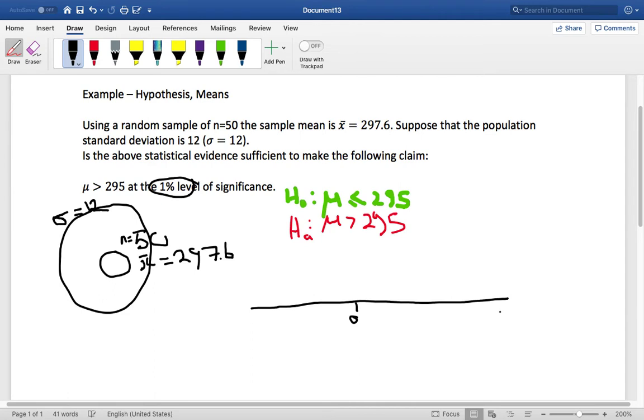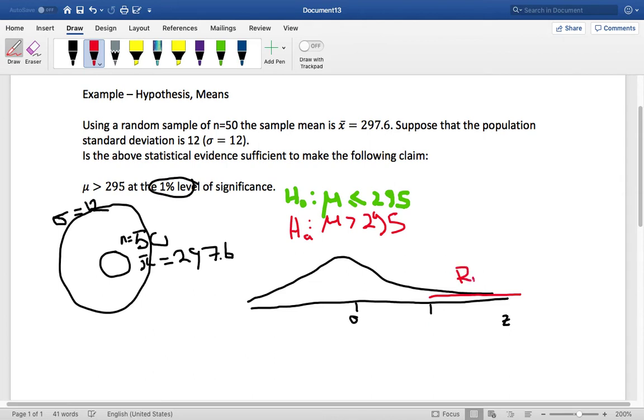Now, is this a Z or a T distribution here? Should I put a Z or a T? Well, given that I know the population standard deviation, then it must be a Z. If I did not know the population standard deviation, then it would be a T. We can put the curve on top, we don't have to. And the critical value is going to be over here. And the reject region is going to be to the right. So the reject H0 is going to be from the critical point onwards.